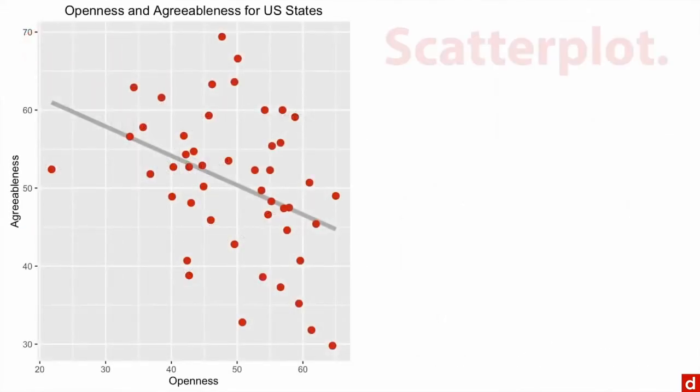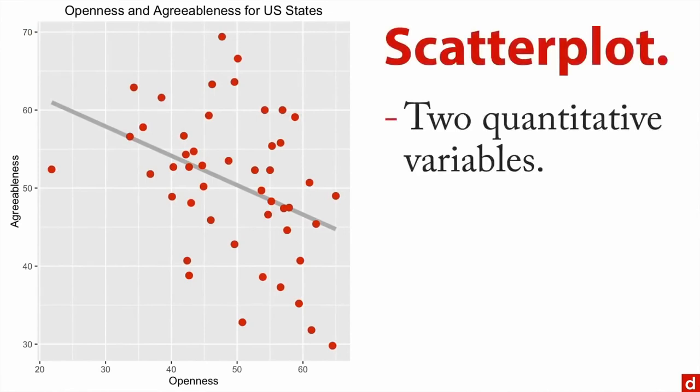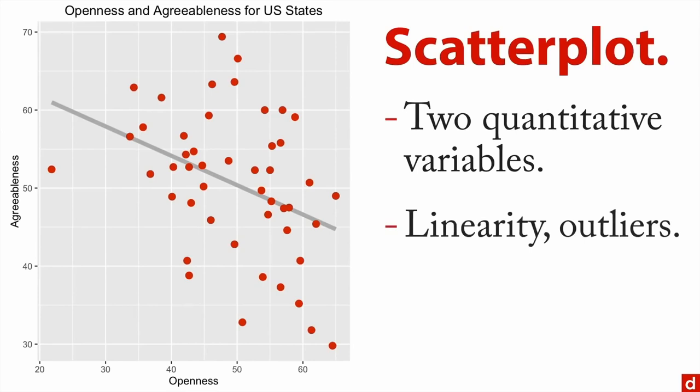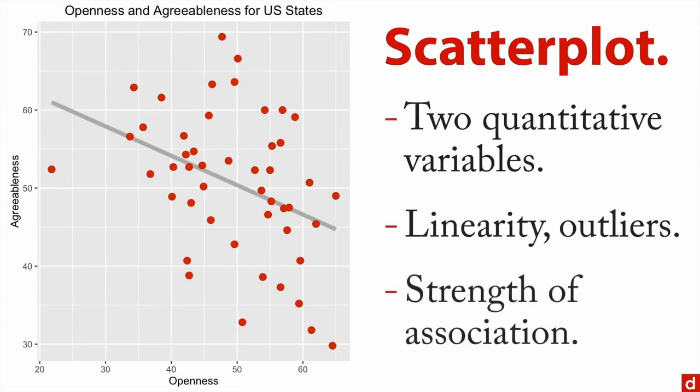Next, you can also do a scatter plot. That's where you have two quantitative variables. And what you're looking for here is, is it a straight line? That is, is it linear? Do we have outliers? And also the strength of association. How closely do the dots all come to the regression line that we have here in the middle?